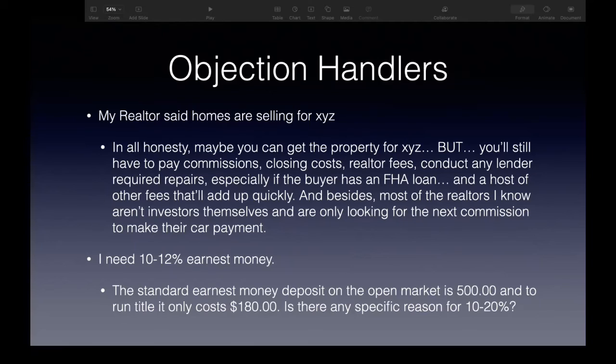So you want to destroy that realtor and also mention all the fees that they have to pay for putting that property up on the market with a realtor.